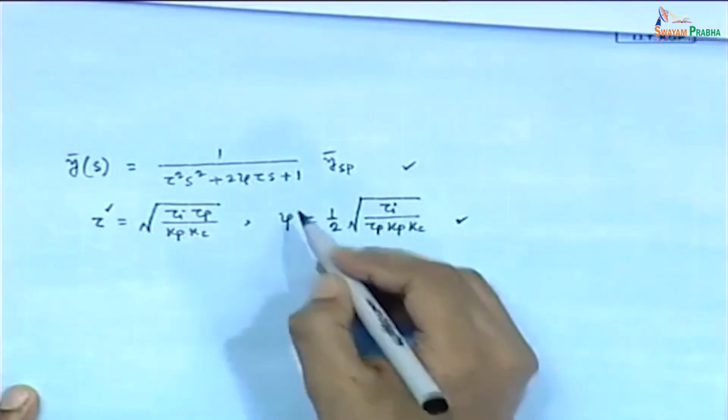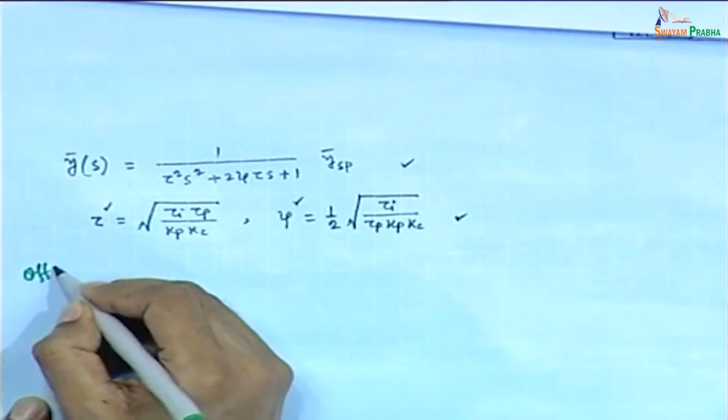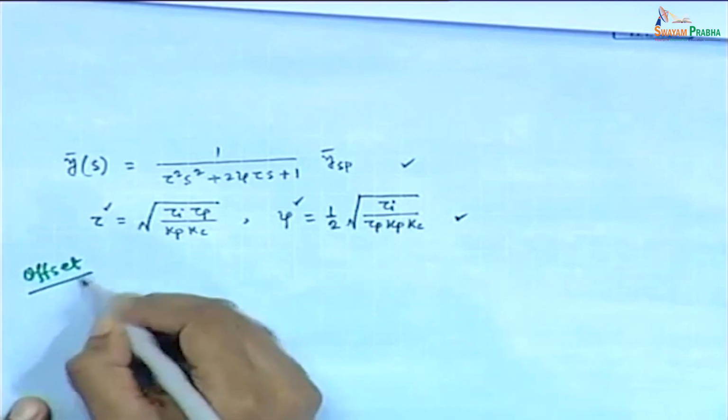From these two correlations, it is obvious that tau and zeta both depend on the value of Kc and tau I, where Kc and tau I are the tuning parameters, controller tuning parameters. In the next we will determine the offset.